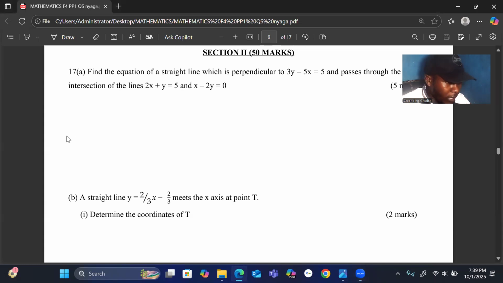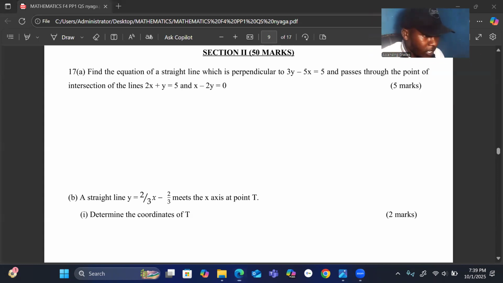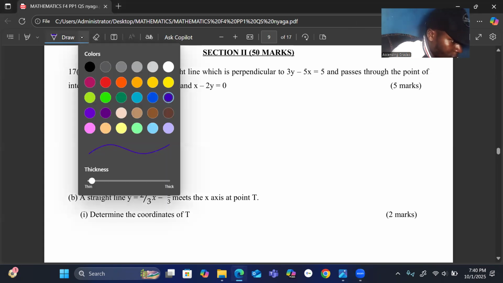Now, welcome to section 2 of Nyaga secondary school examination paper. We are going to start right away from question 17. It is a question on equations of straight lines. So let us start with 17.